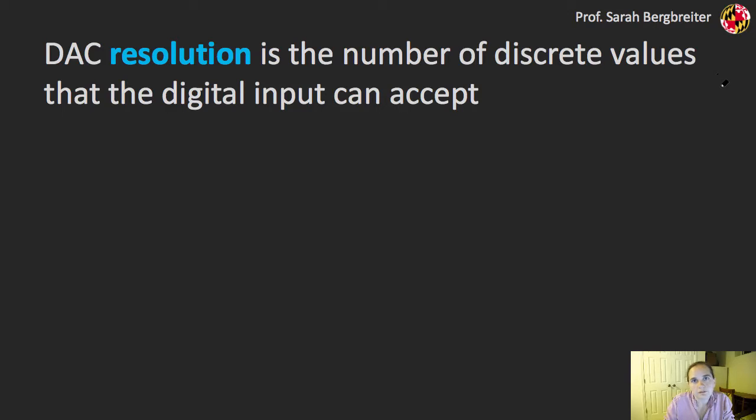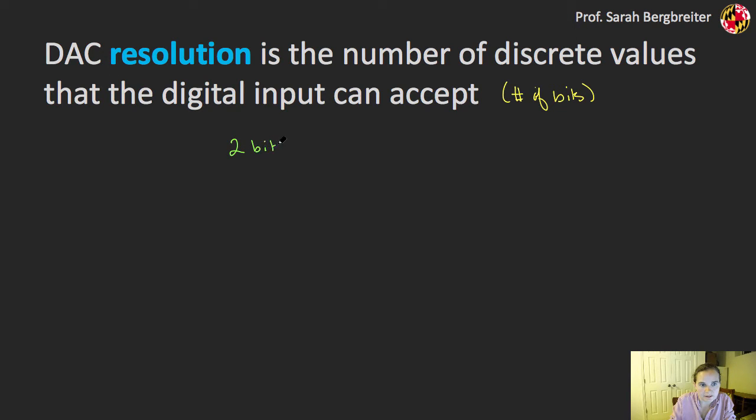The resolution of a digital to analog converter is the number of discrete values that the digital input can accept, and this is often given in the number of bits associated with that digital to analog converter, with that DAC. So this is a very similar definition for a DAC as for an ADC.